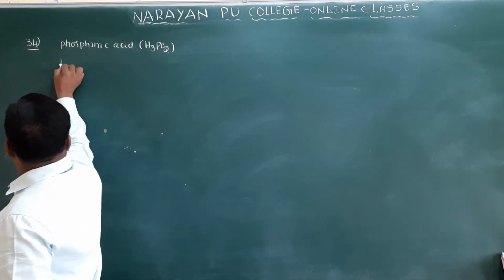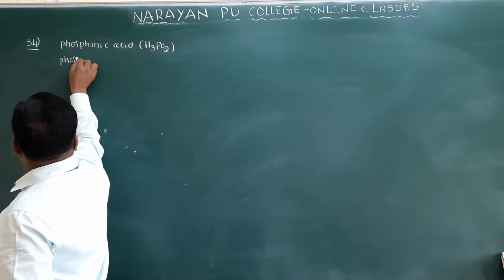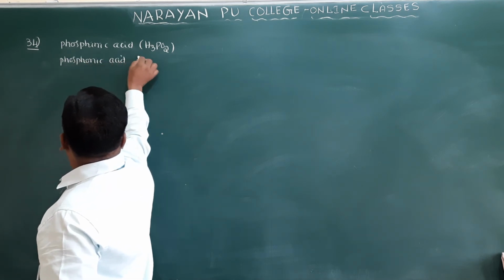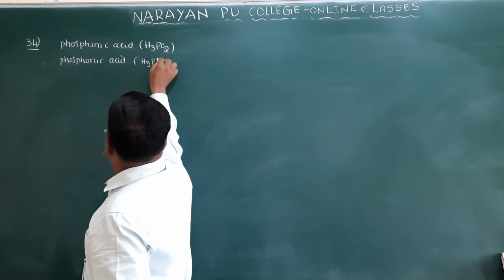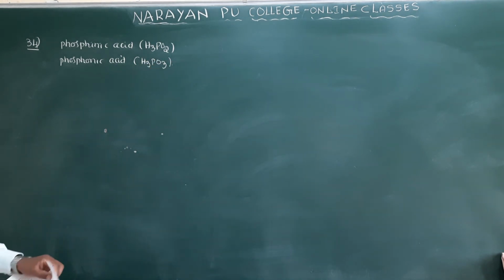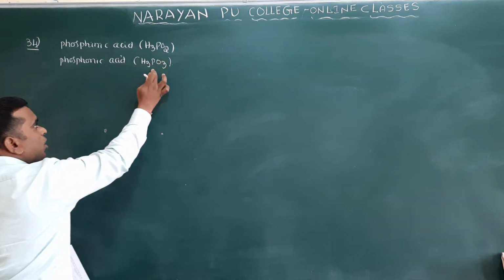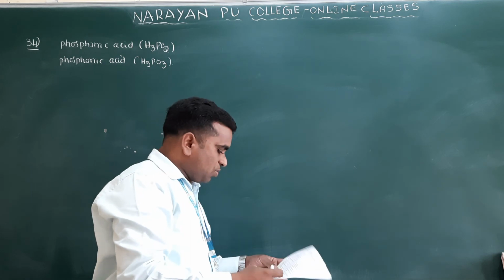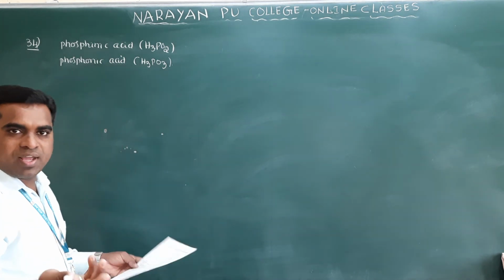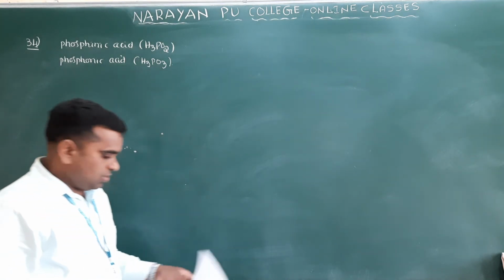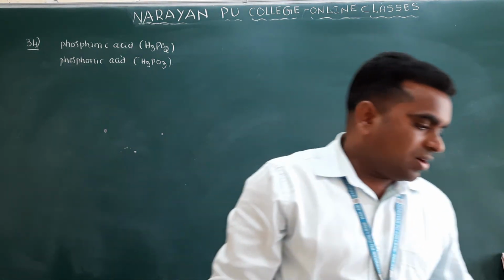Hypophosphorus acid is H3PO2. Phosphonic acid means phosphorus acid, H3PO3. These are the names. Clear? H3PO4 means phosphoric acid. So they are asking for this one, monoprotic or diprotic. Write the structure, then you will get the clarity and you will get the answer for this compound.